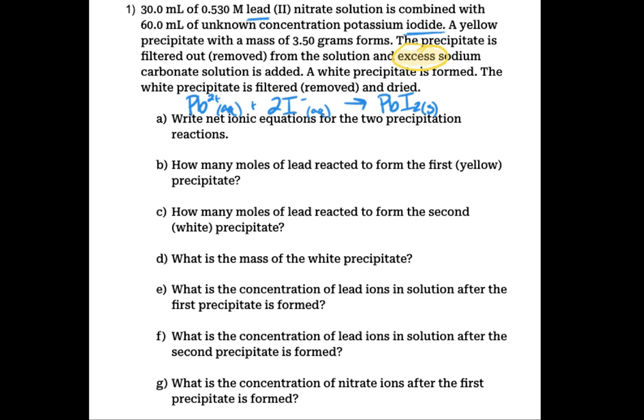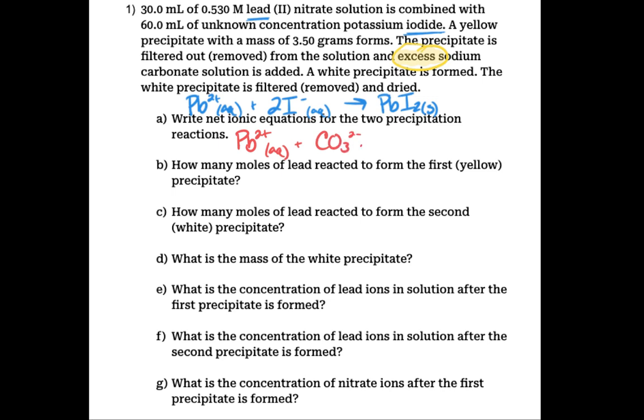Okay, so the second part of the question is we add excess sodium carbonate, and we get another precipitate. Again we have to ask, what else would precipitate here? None of the sodium salts are going to precipitate, none of the potassium salts are going to precipitate, and the nitrate doesn't precipitate. So what is that other thing that precipitated? Well, it must be lead again. Lead back for round 2, this time with the carbonate.